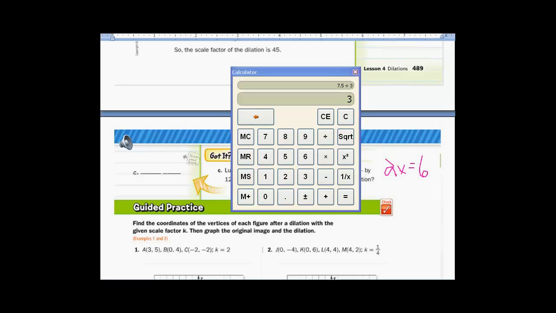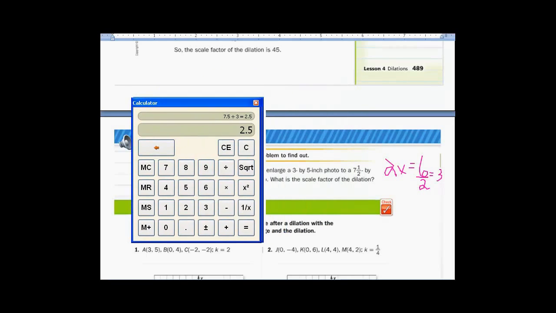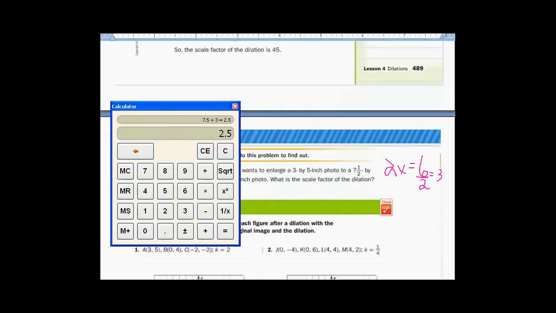So if I want to know how many 3's are in 7.5, it means I'm going to take my bigger number and divide it. We divided, and that's how I got a 3. So to get how many 3's are in 7.5, it's going to be 7.5 divided by 3. 2.5. Now, I wouldn't just leave it at that, because something crazy may have happened with your calculator. You may have pressed the wrong number.